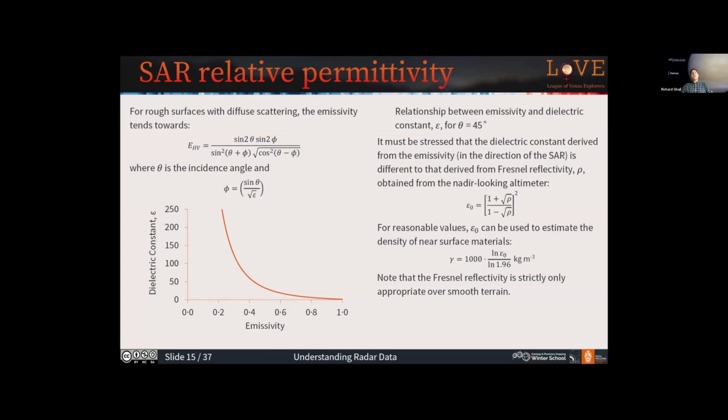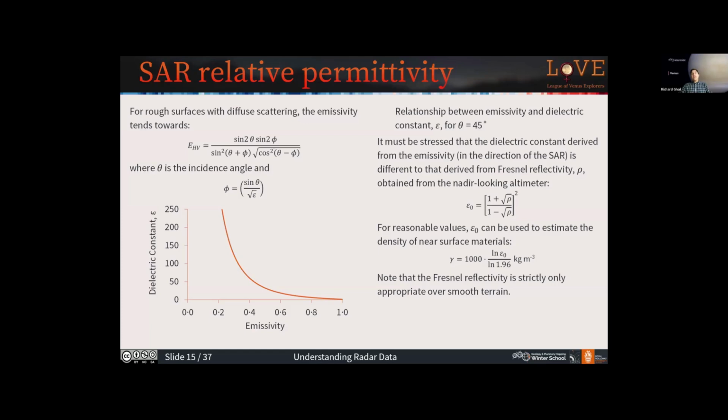And we can do a conversion between using the SAR information and using the emissivity information. We can approximate what the dielectric constant is for the whole surface. And I've generated those data, and I think they're available in a number of places now.